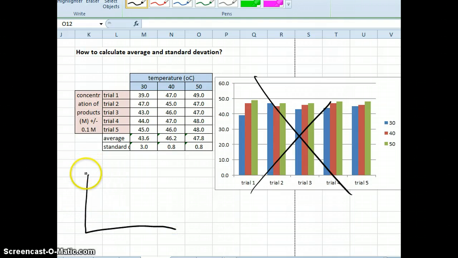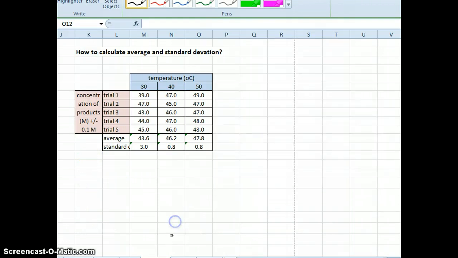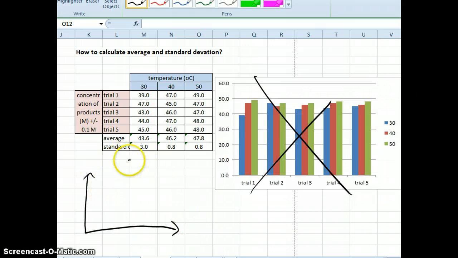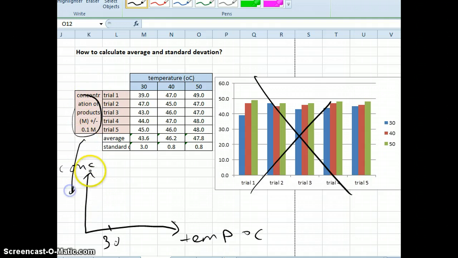So when you find the average, I'm just going to demonstrate a little bit. Let's say here I have temperature. Let's say I'm looking at 30 degrees Celsius, and over here I have the concentration of enzyme. Just bring that straight over here. So at 30, I have my first try at 39, so maybe it's somewhere around here. 47, that's up here. 43, that's over here. 44, a little bit higher than that. 45, a little bit higher than that.